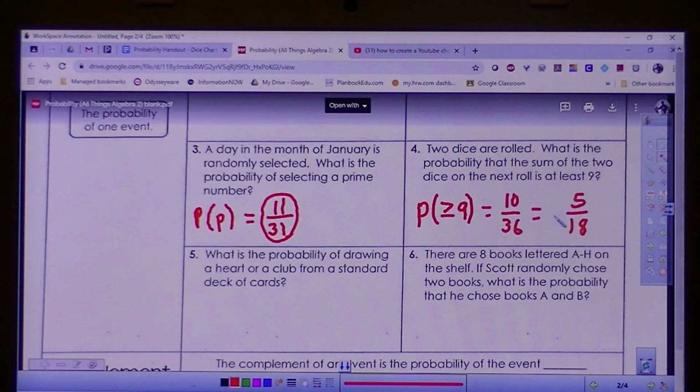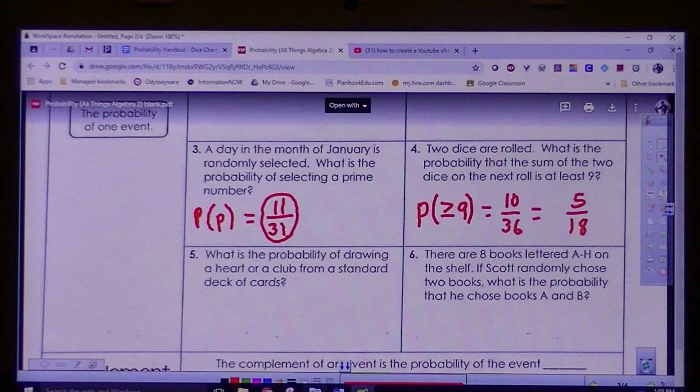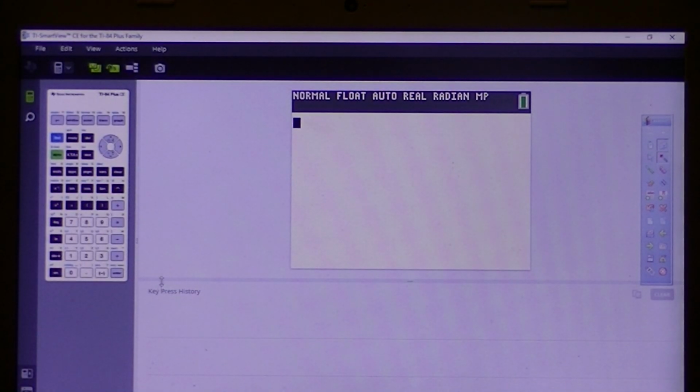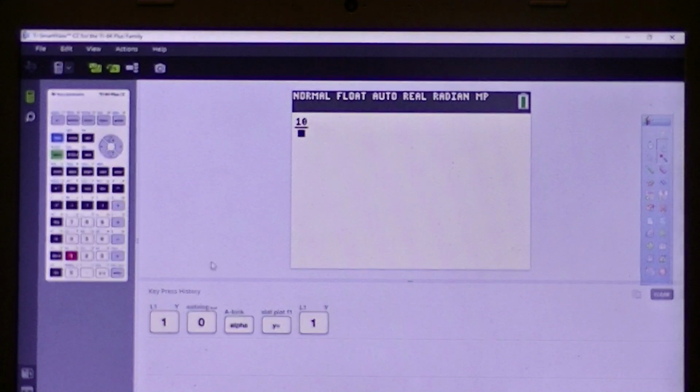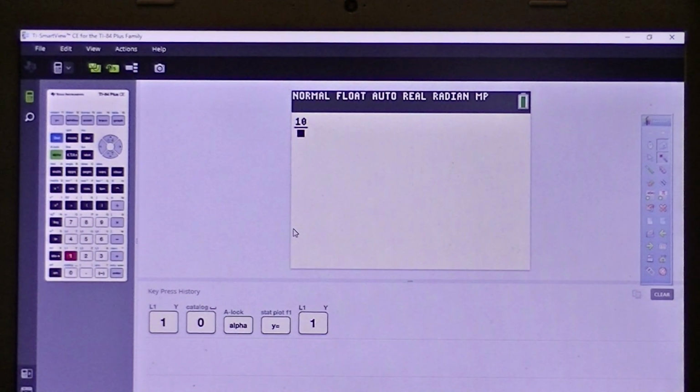But I'm going to show you a little trick on how you can use your calculator to help you out here. And so we have 10. And then we can go to alpha F1. And then that's over 36.